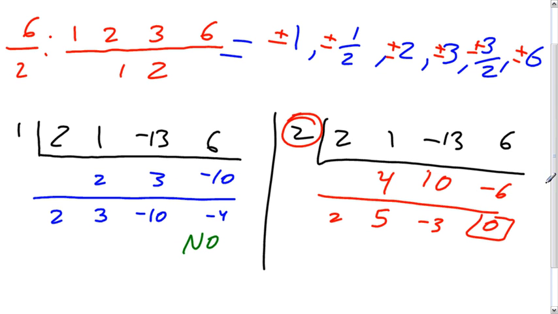And that means that x minus 2 is a factor. And when we factor out the x minus 2, we're left with our answer to the synthetic division, which is 2x squared plus 5x minus 3.